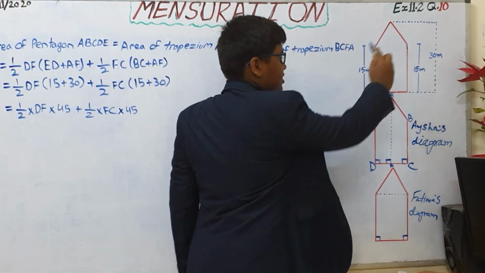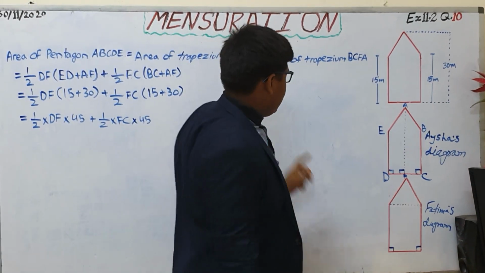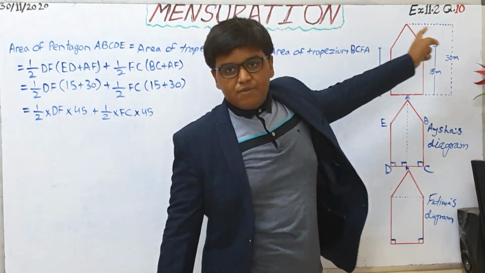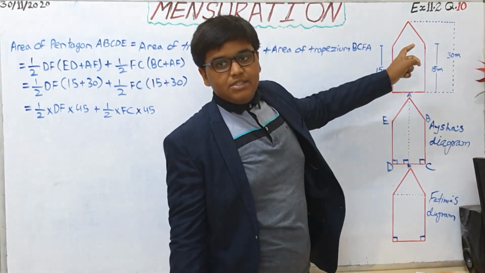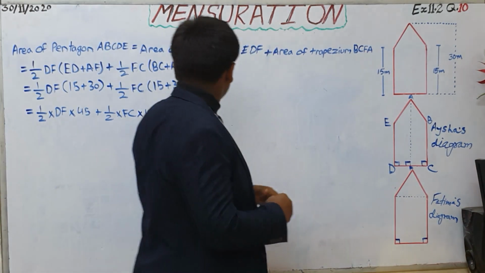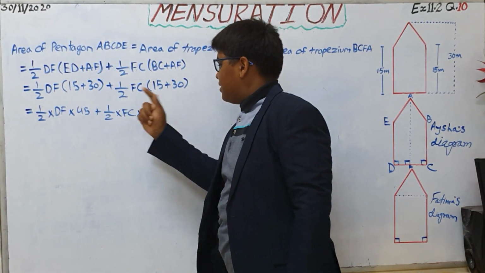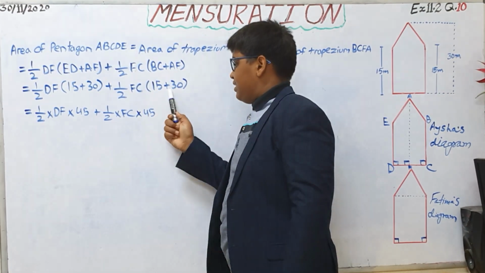So in these measures, it is also 15 meters, and the AF, as I mentioned before, this AF is also 30 meters. Now we are going to copy and paste it like that, the same. So 15 plus 30 here and 15 plus 30 here.